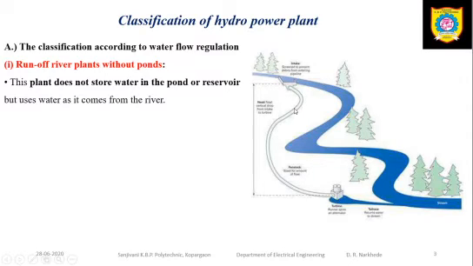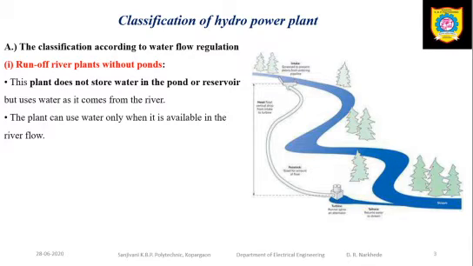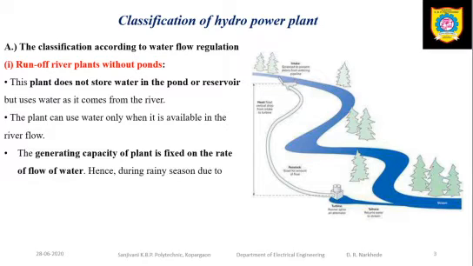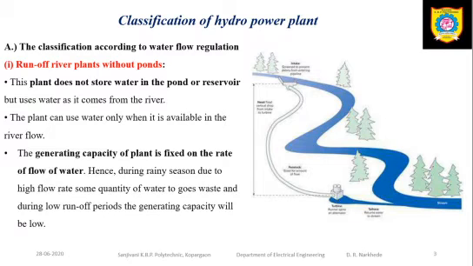As this plant does not store water in a pond or reservoir but uses the water as it comes from the river, we are not going to store the water by constructing a dam or anything. Simply we are going to use the water which is flowing through the river, by diverting the path so that the kinetic energy of the water increases. Then the plant can use water only when it is available in the river flow. So when the water in the river is flowing, at that time only my electricity is generated. If there is no flow of water, my electricity is not generated.